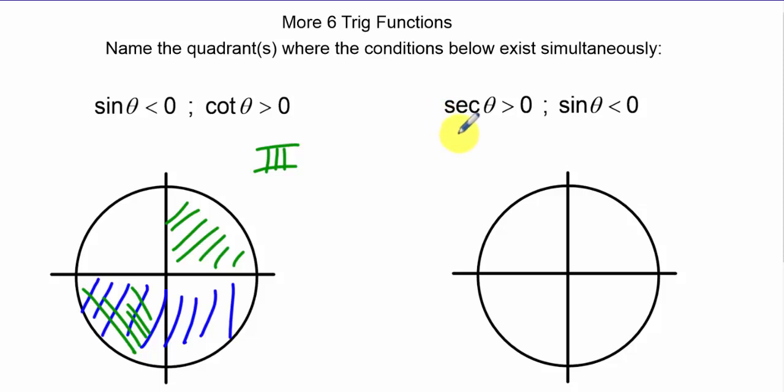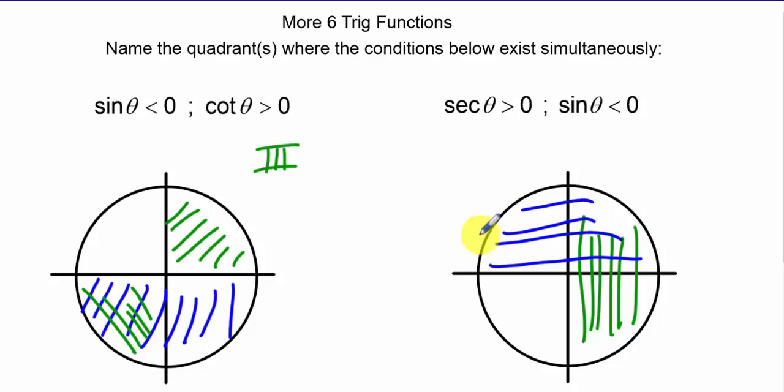Secant is greater than 0. Secant is just the reciprocal of cosine, but we're still looking for a positive cosine value, so that'll be quadrants 1 and 4. And then sine, which is just the y value, is going to be greater than 0. We're right here, so that's quadrant 1.